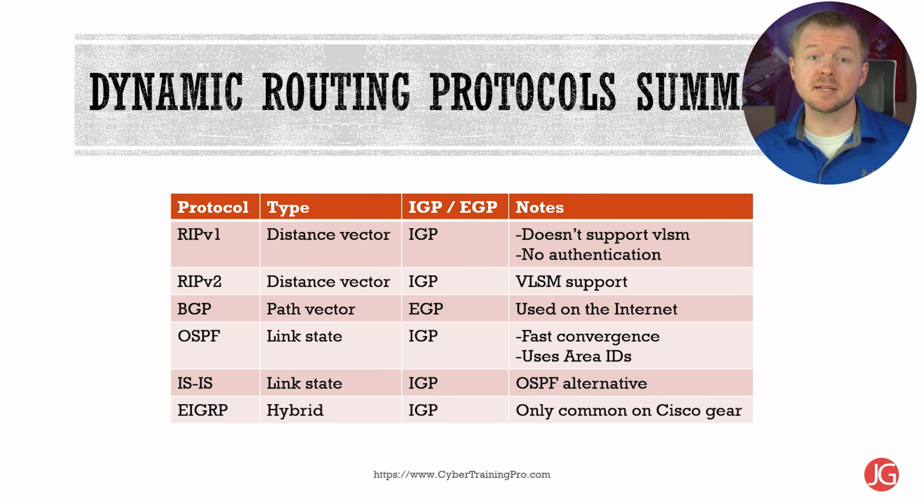Now on the screen, you can see a summary of the dynamic routing protocols that we've covered. Outside of the general differences between the protocols, make sure that you understand that BGP is the only exterior protocol, because that's a likely question. And I would highly recommend that you study this chart in and out and make sure that you understand it.